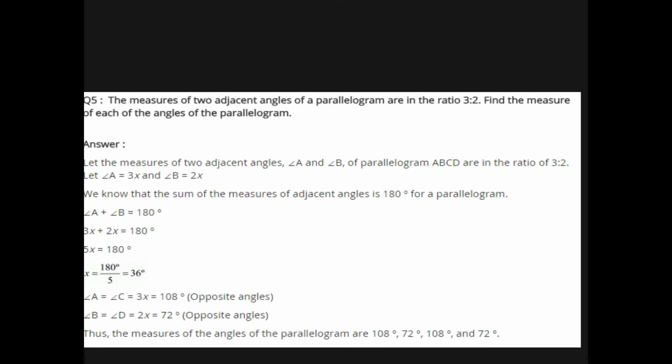Now we know that the sum of two adjacent angles is how much? 180 degrees. So 3x plus 2x is equal to 180 degrees. 3x plus 2x, how many x? 5x is equal to 180 degrees. Now this 5 will go in divide because 5 and x are in multiply. So x is equal to 180 by 5. So what is the angle? Here x is 36. Now the first angle is 3x, means 3 into 36, which is 108 degrees. The second angle is 2 into x, which is 2 into 36, which is 72 degrees.